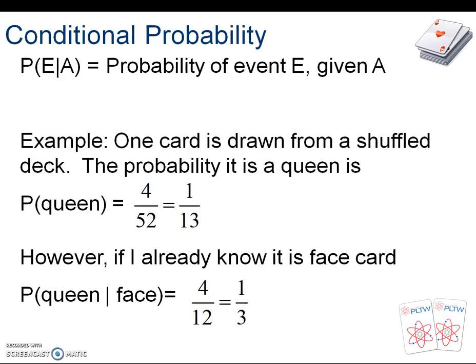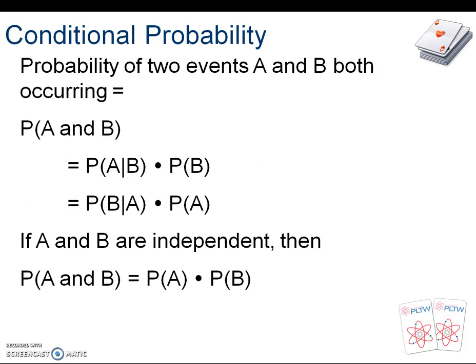All right, conditional probability. Probability of event E given A. An example: one card is drawn from a shuffled deck. What is the probability that it is a queen? So the probability of a queen happening is 4 out of 52 or 1/13. However, if you already know that it is a face card, then that increases the probability from 4/52 to 4/12 or 1/3. The probability of two events occurring, again, is multiplicative.